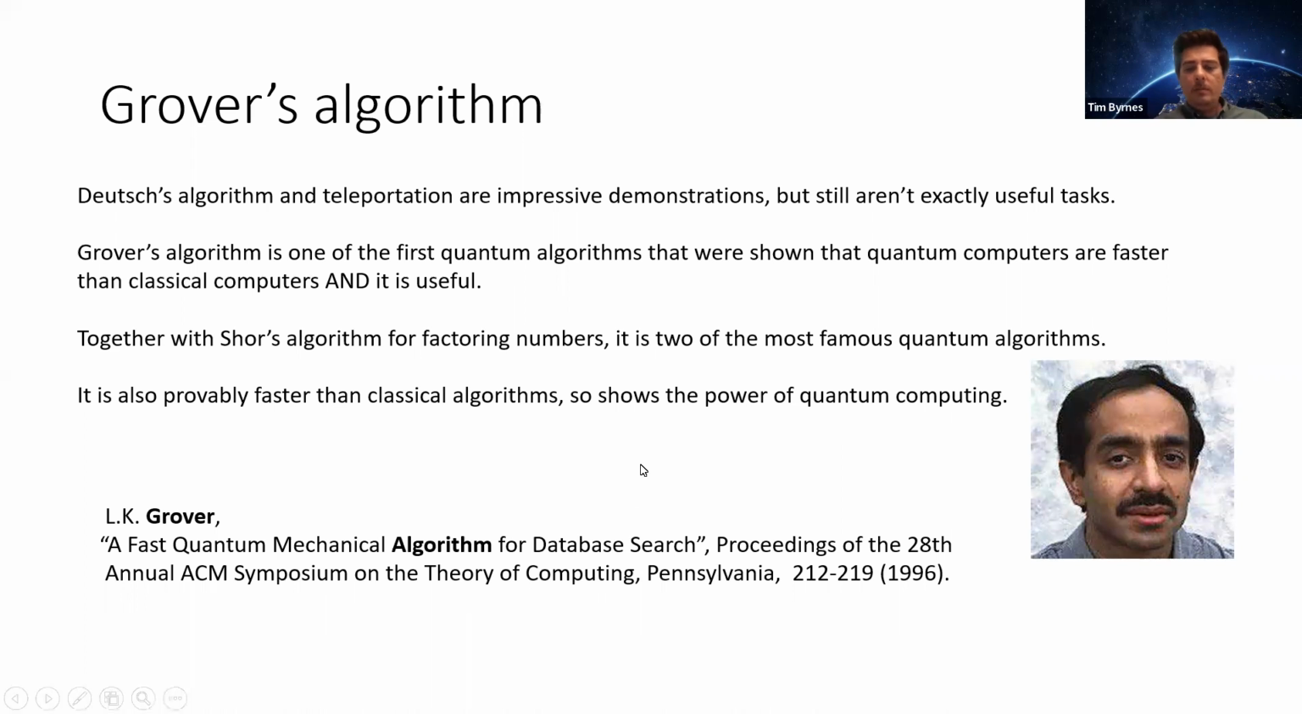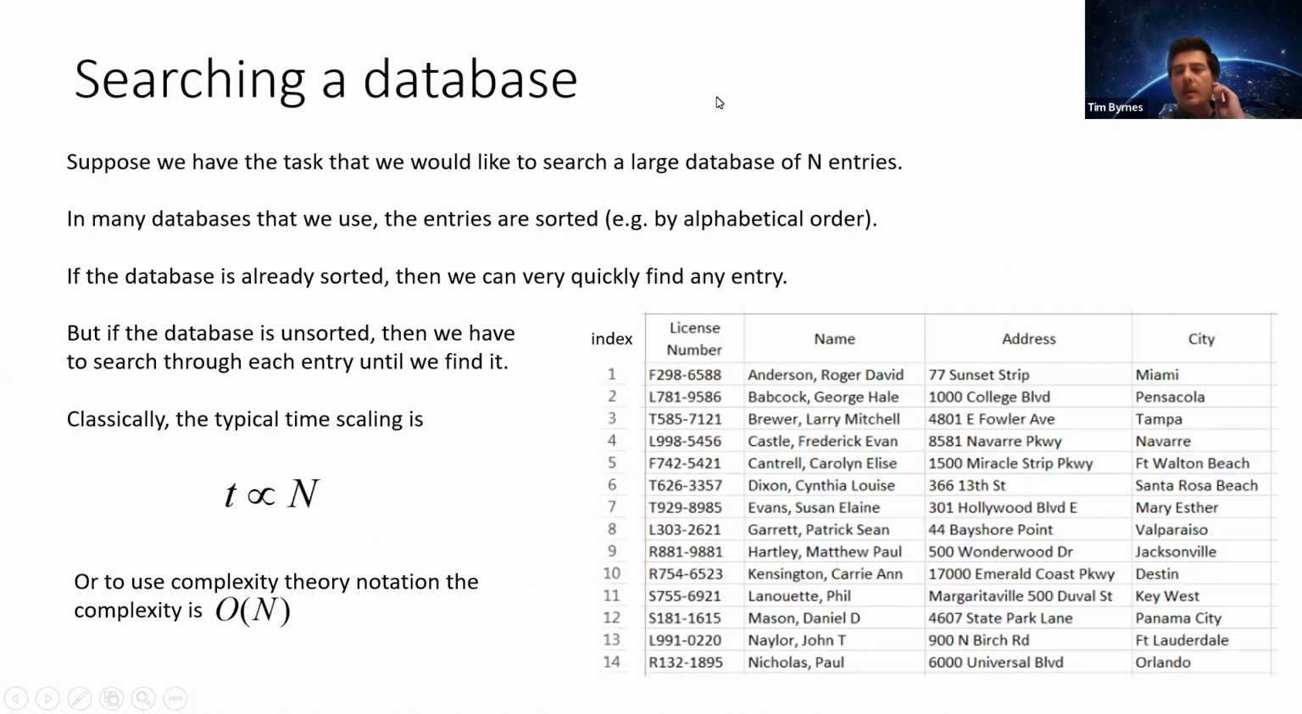So this is the kind of problem that we're talking about. Suppose we have the task that we want to search a large database and it has n entries in it. An example would be what I've got just down here.